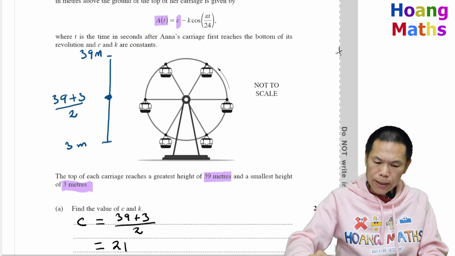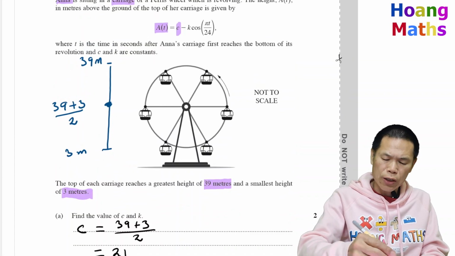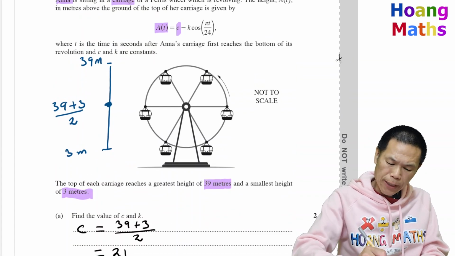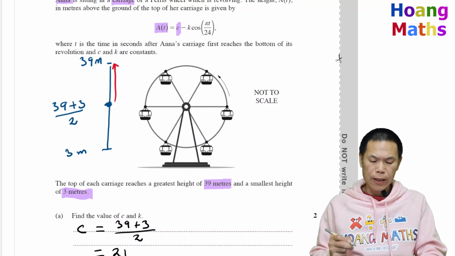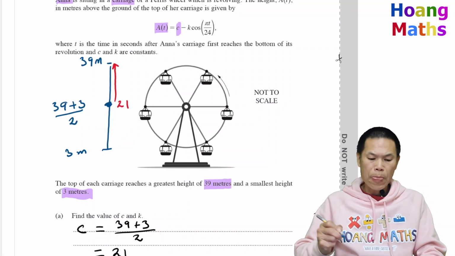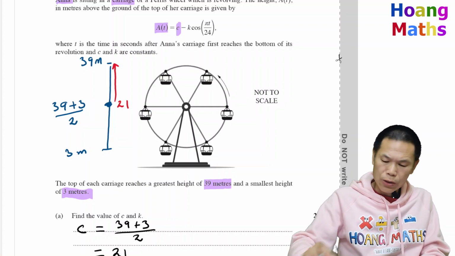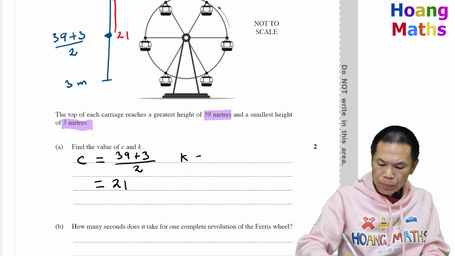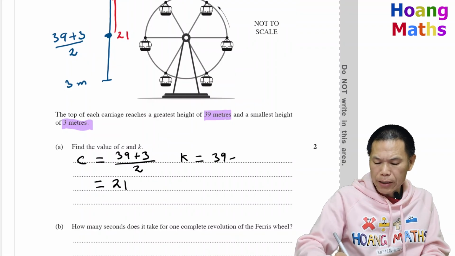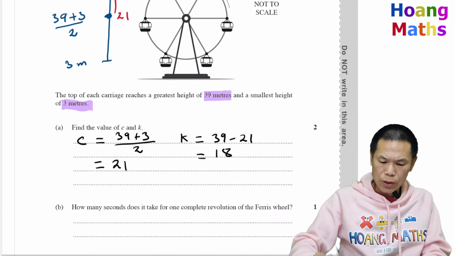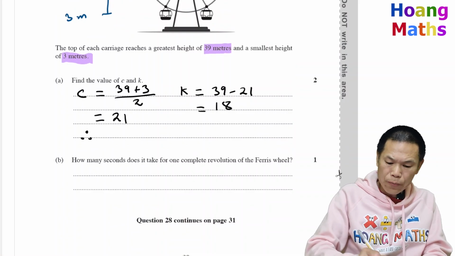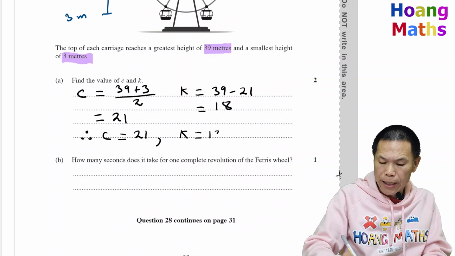And K is the amplitude of the cos curve, so that means from the center to the maximum height. The center is 21, by the way. So 39 minus 21 will give us the K value. Let me just write this down. K is 39 minus 21, so that will give us 18. So therefore, C is 21 and K is 18.